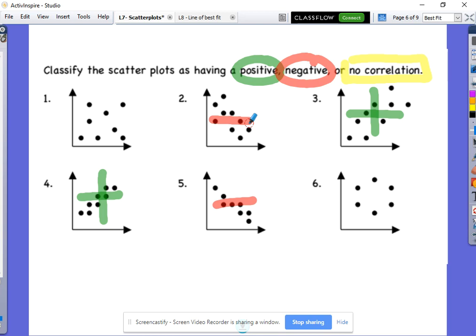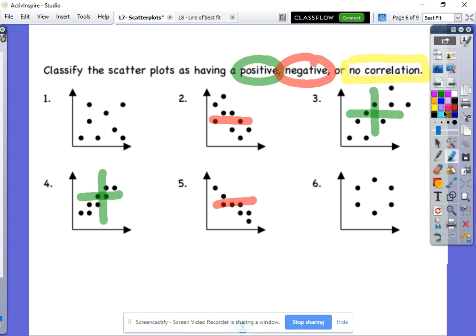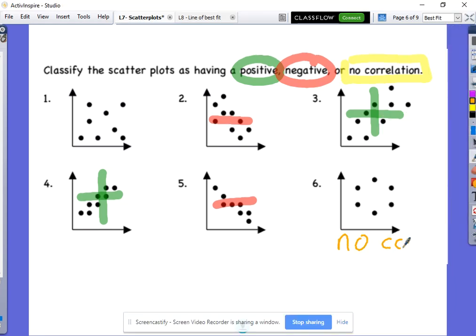These last two, number 1 and number 6, really I can't see any type of correlation there at all. So we can't give this any kind of classification. The only way we can classify this is by saying, hey, this really doesn't have any correlation. So go ahead and write on those ones, no correlation.